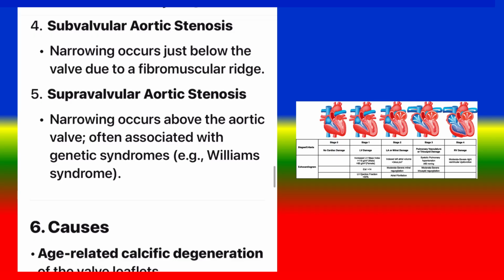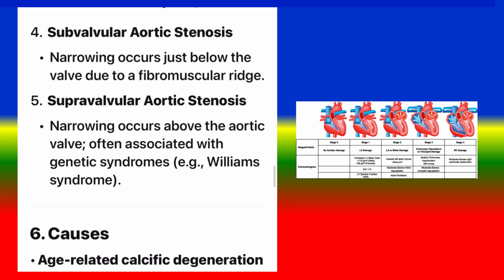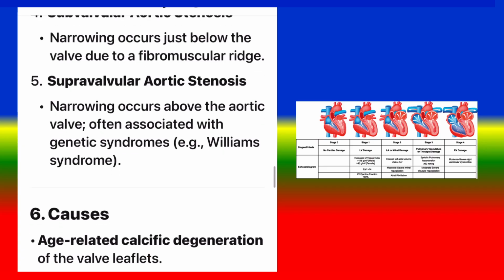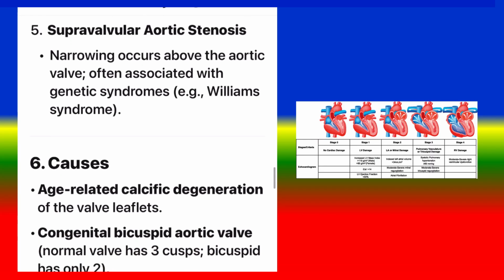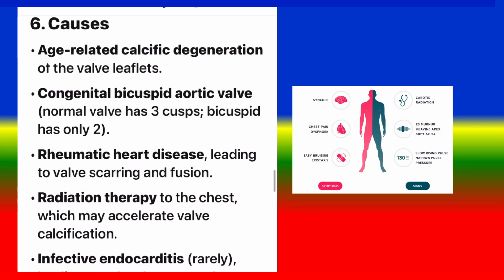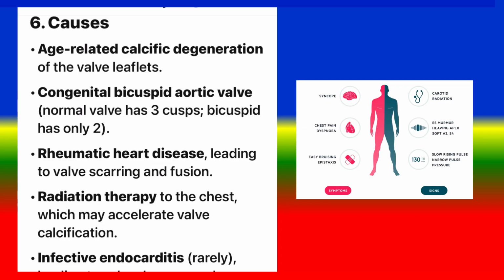4. Subvalvular aortic stenosis. Narrowing occurs just below the valve due to a fibromuscular ridge. 5. Supravalvular aortic stenosis. Narrowing occurs above the aortic valve, often associated with genetic syndromes, e.g. Williams syndrome.